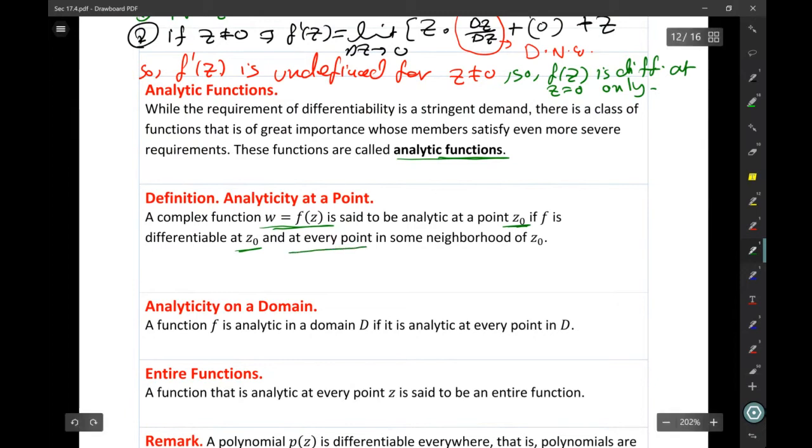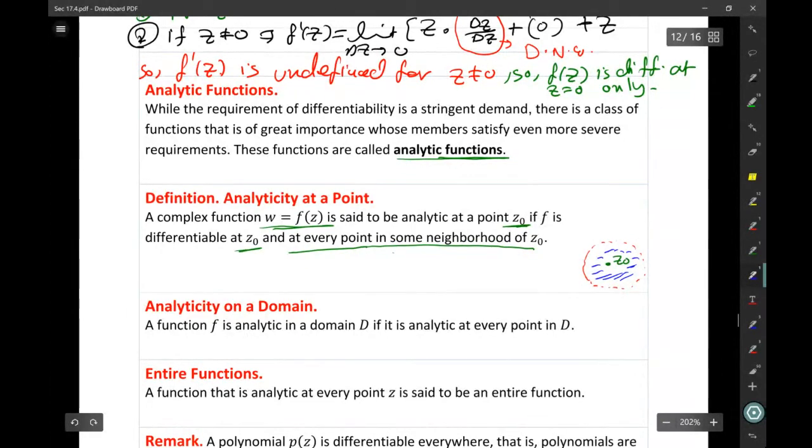at every point in the same neighborhood of z naught, which means that this is the number z naught. If the function f is differentiable at z naught, and at every point in a neighborhood you take around z naught, the function is also differentiable there.